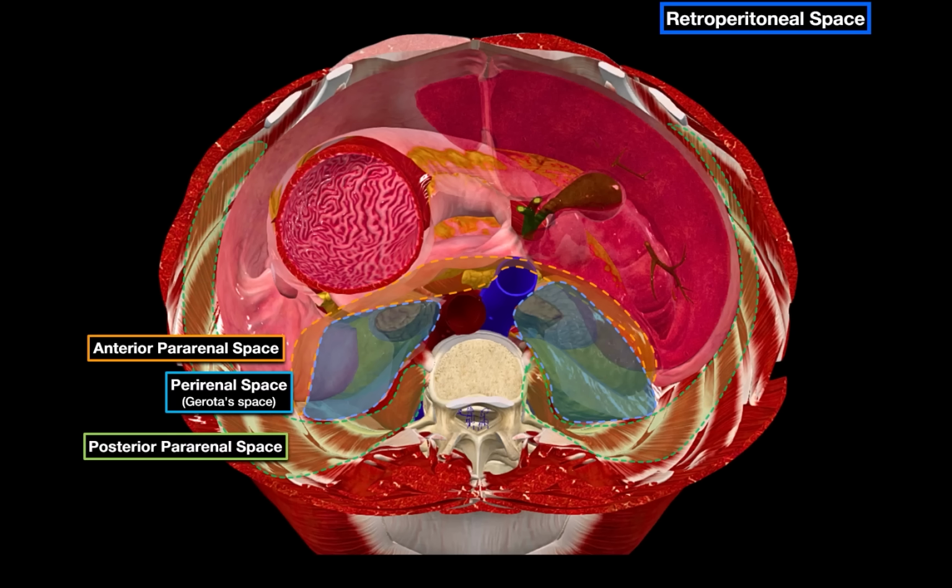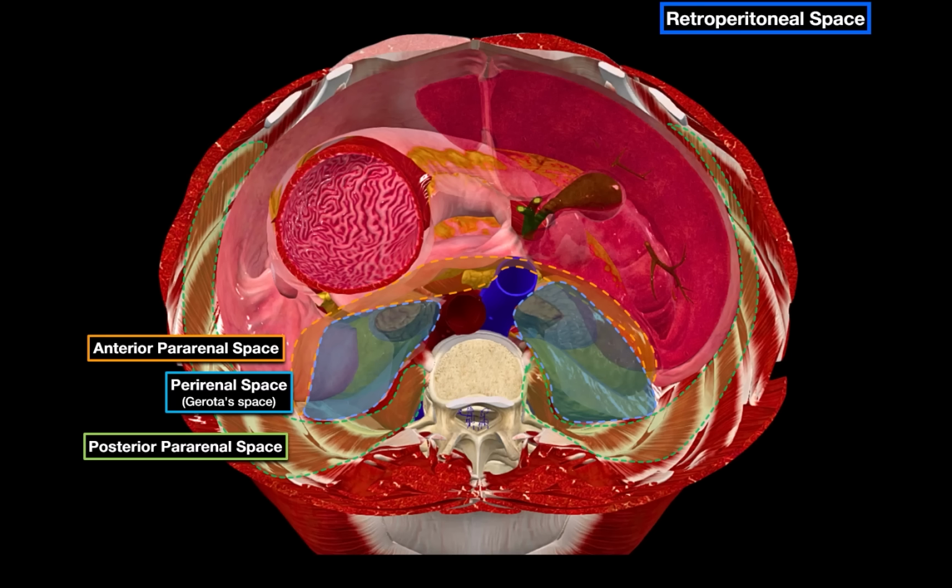The third compartment is the posterior pararenal space. This sits between the posterior renal fascia in front and the transversalis fascia behind. It contains only fat, no organs. This space communicates with the fat of the flank and extends down towards the pelvis.